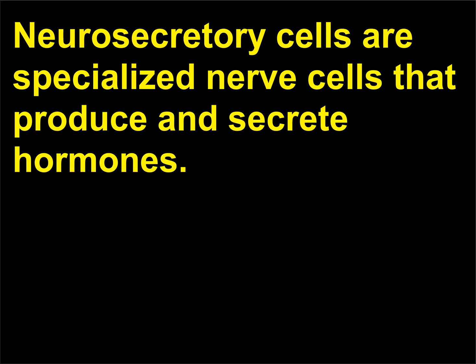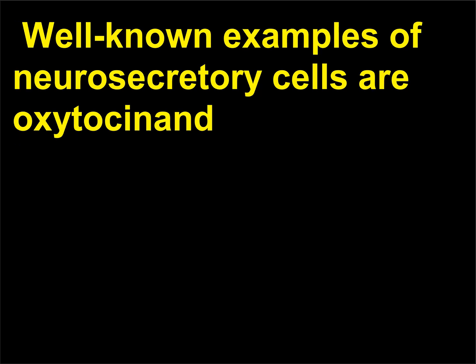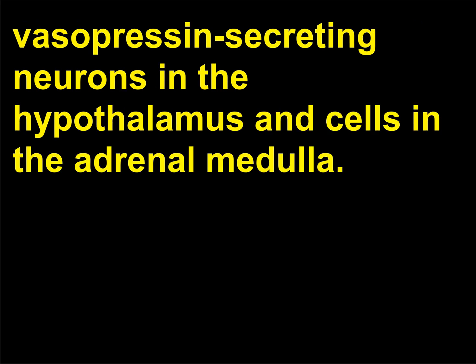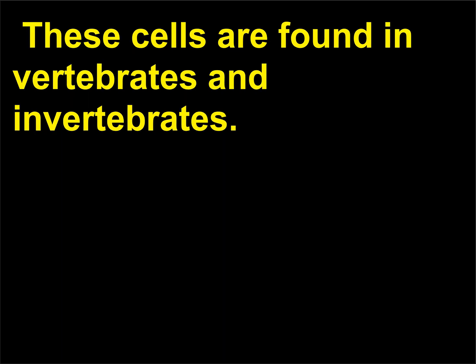Neurosecretory cells are specialized nerve cells that produce and secrete hormones. Well-known examples of neurosecretory cells are oxytocin and vasopressin-secreting neurons in the hypothalamus and cells in the adrenal medulla. These cells are found in vertebrates and invertebrates.